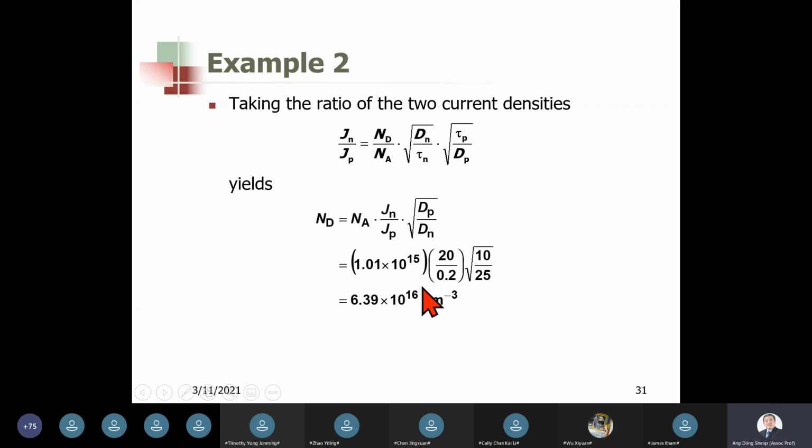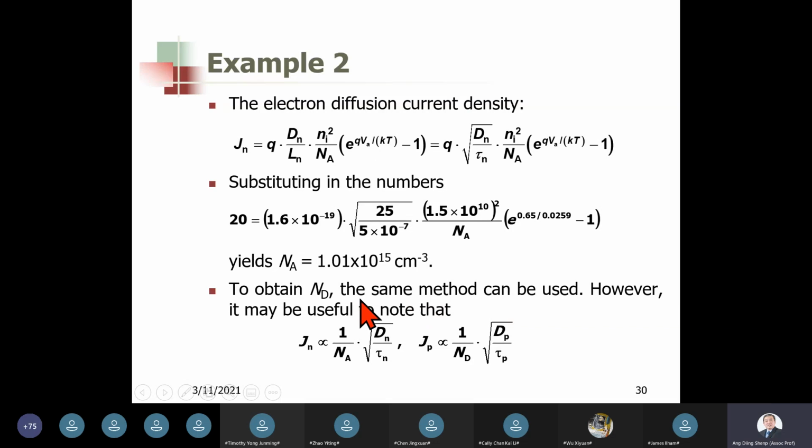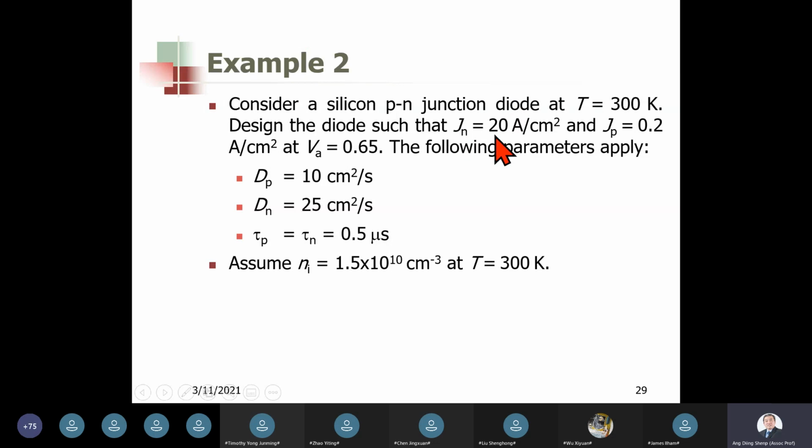You can double check. ND is 6 times 3, 9 times 10 to the power 16, and NA is only 10 to the power 15. So they are more than 10 times different. So the hole concentration on the P side is 10 times lower than the electron concentration on the N side. Under a given forward bias voltage, electron injection dominates. More electrons are injected from the N side to the P side, and therefore the electron diffusion current in the quasi-neutral P region is higher than that of the holes.